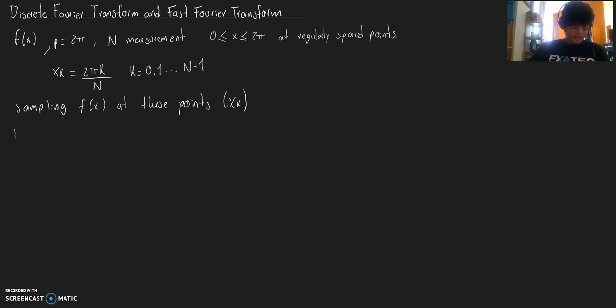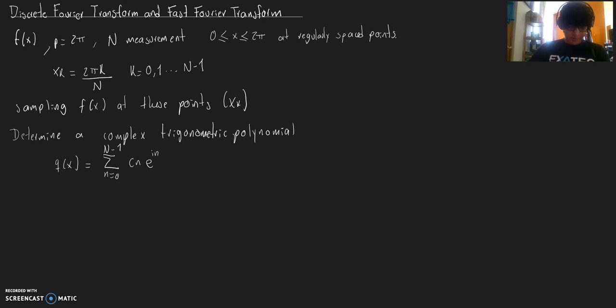So another important thing now is to determine a complex trigonometric polynomial, that will be q of x, and it will be equal to the summatory from n equals 0 to n minus 1 of a specific coefficient c of n multiplied by e to the I n x of k, so that q of x can interpolate the function f of x at the xk nodes.